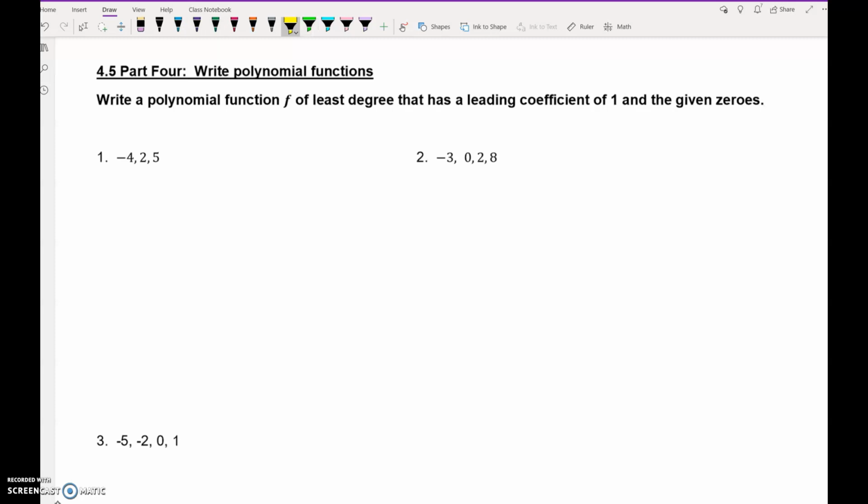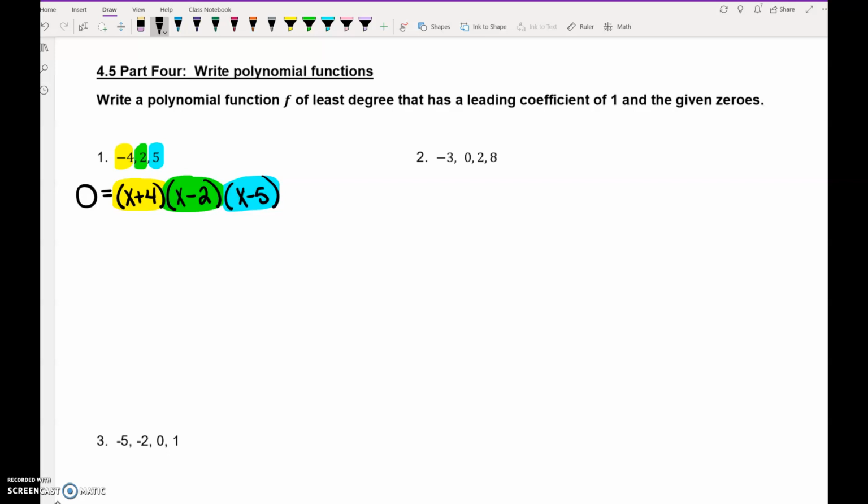So when we factored and solved, remember we did the thing where we asked, what's the solution of the yellow piece? What's the solution of the green piece? What's the solution of the blue piece? So let's do that backwards. If -4 is the solution of the yellow piece, then the yellow piece would be x plus 4. If +2 is the solution of the green piece, then the green piece would be x minus 2. If +5 is the solution of the blue piece, then the blue piece would be x minus 5.